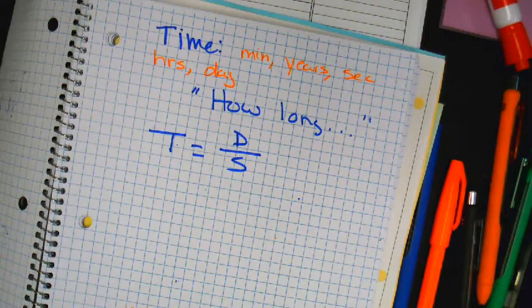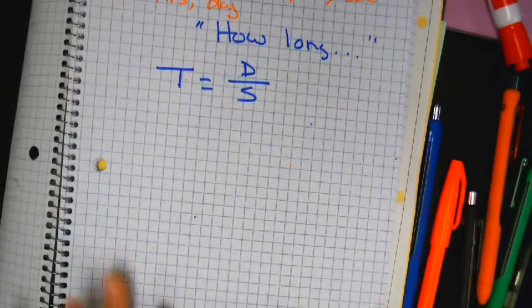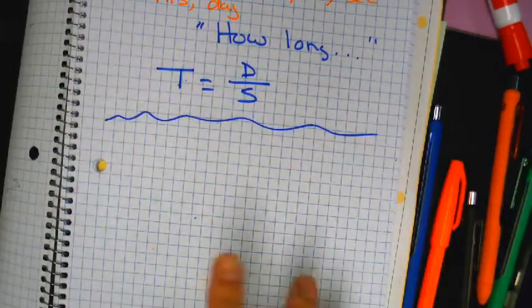All right, let's do a problem together. Wait, so you cover up what you solve it for? Correct. Instead of memorizing the 3 formulas, you just do that.